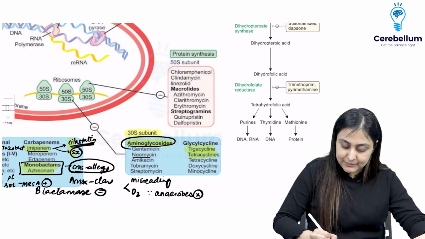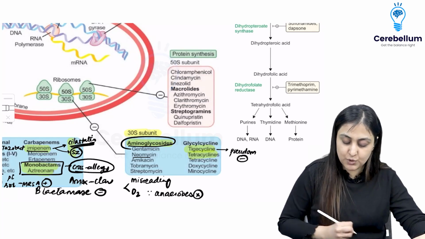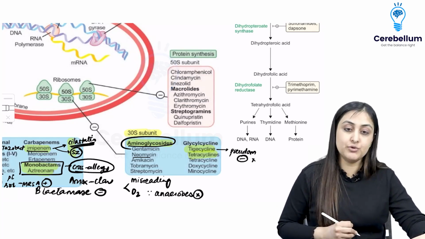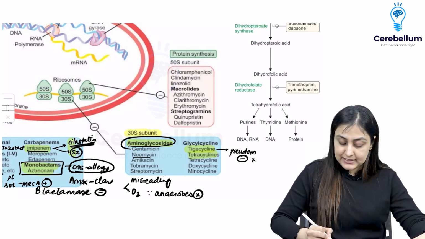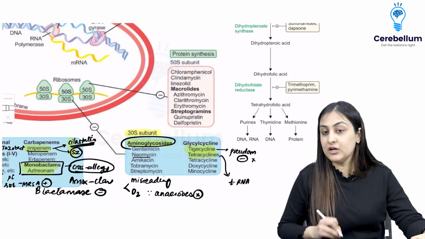Tigecycline, a tetracycline. Remember, tigecycline does not have efficacy against Pseudomonas. It is not effective against Pseudomonas is what you want to remember. Then what is the mechanism? T for tetracycline, T for tRNA. They cause inhibition of the tRNA.